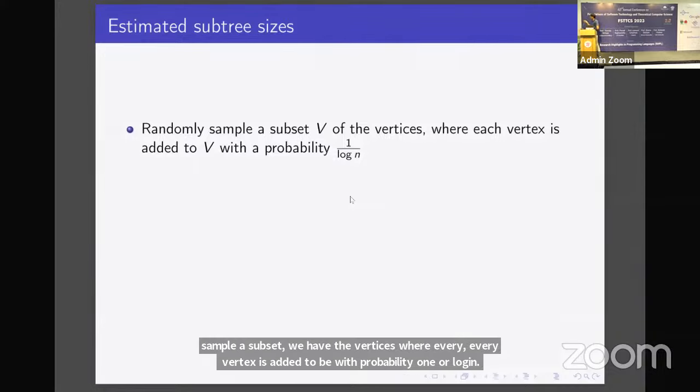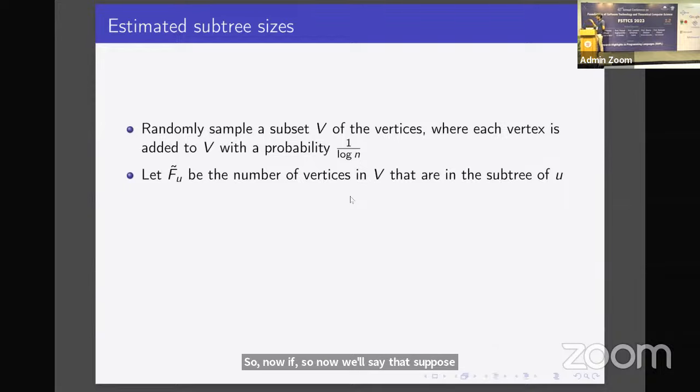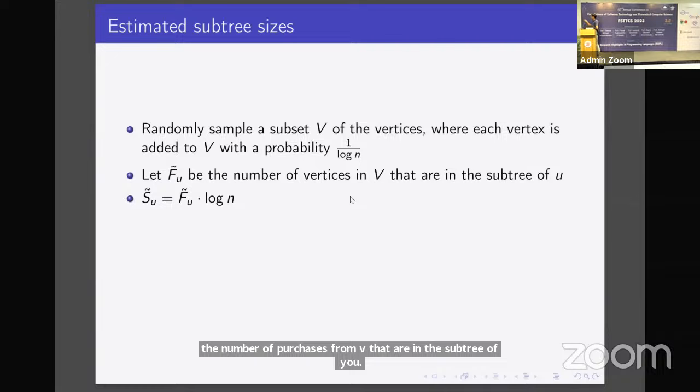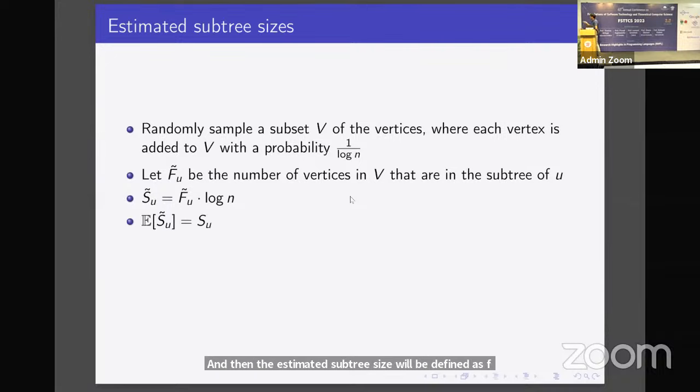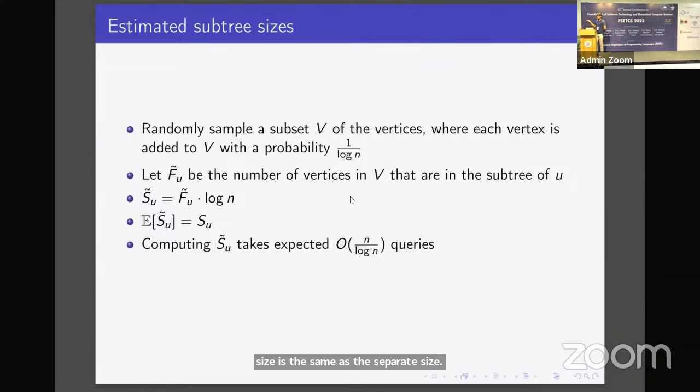So now suppose F tilde U is the number of vertices from V that are in the subtree of U. And then the estimated subtree size will be defined as F tilde U into log n. And it is easy to see that the expected value of the estimated subtree size is the same as the subtree size. And computing this estimated subtree size takes n over log n queries now instead of n queries, because we just iterate over all the vertices in V and we check if they are descendants of U or not.